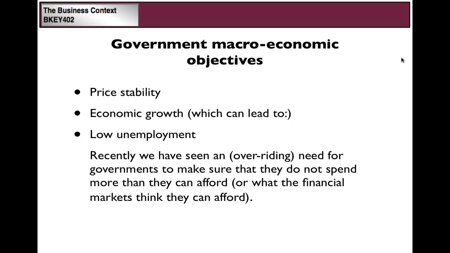And in more recent times we've seen this need for governments to make sure they do not spend more than they can afford. This objective is probably more linked to monetarist theory than it is to Keynesian theory. That is the theory that the government should run as near as possible a balanced budget, and therefore should not go into great debt. And if they go into great debt, they should attempt to get out of the debt fairly quickly.